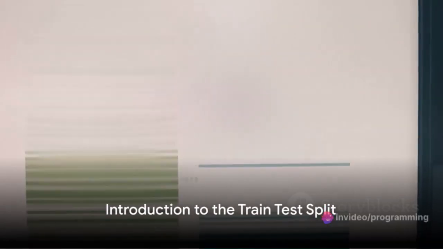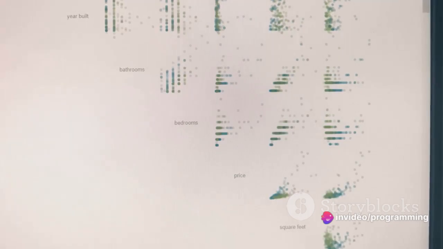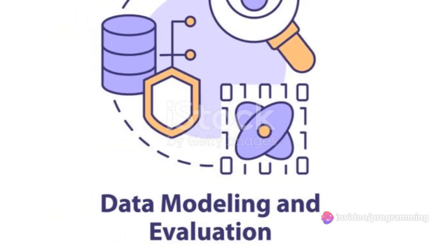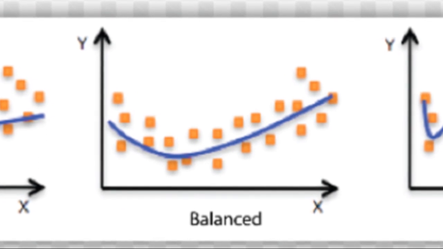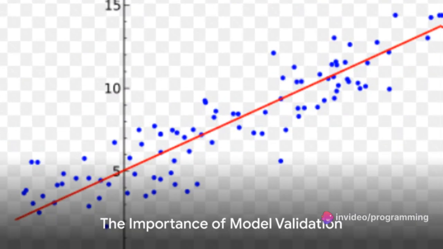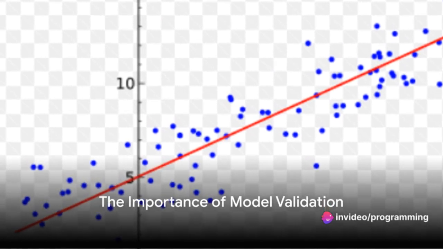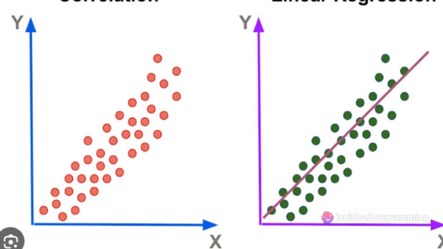In the realm of machine learning, the train-test split is not just a concept, it's a cornerstone. It is the backbone of model validation, the gatekeeper ensuring that our predictive models can generalize beyond the data they were trained on. Imagine you've built a model to predict house prices. You feed it data, it learns patterns, and voila, it starts predicting prices.